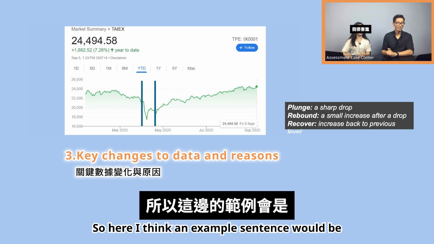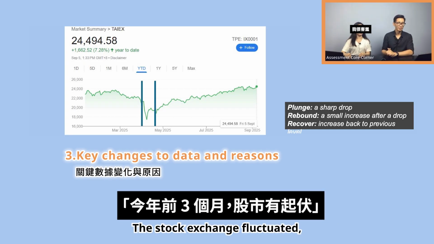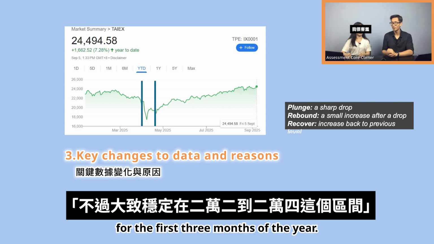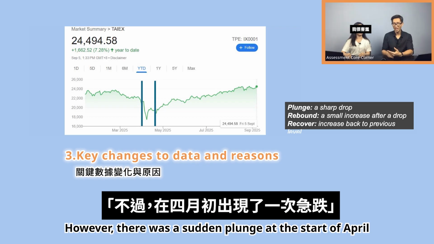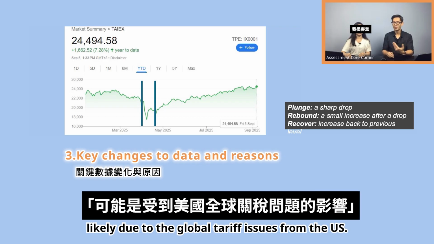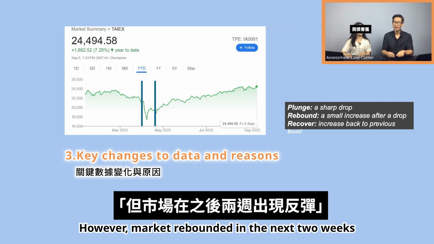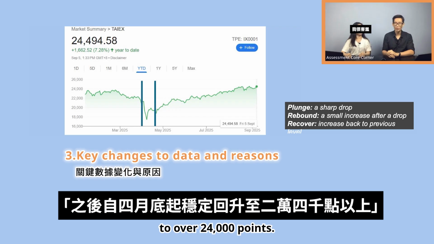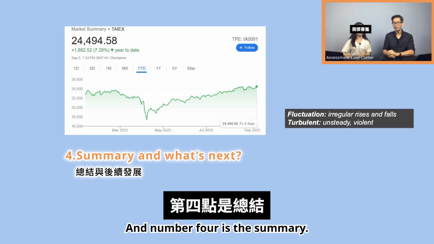So here, I think an example sentence would be: the stock exchange fluctuated but was stable between maybe 22,000 to 24,000 points for the first 3 months of the year. However, there was a sudden plunge at the start of April, likely due to the global tariff issues from the US. However, the market rebounded in the next 2 weeks and then steadily recovered since the end of April to over 24,000 points. And number 4 is the summary.